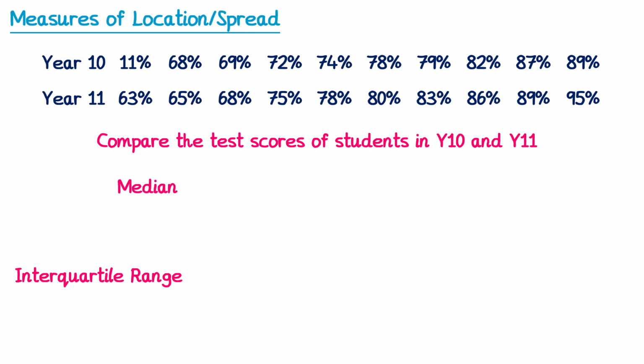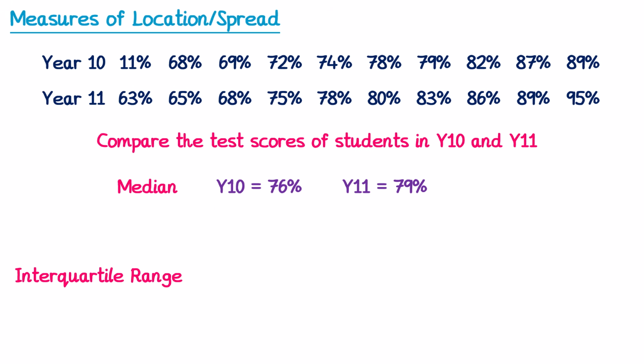I'm not going to go through the whole calculation again, but the median for these lists will be in between the 5th and 6th positions. So for Year 10 it will be in between these two, so the median is 76%, and for Year 11 the median's between these two, so 79%.